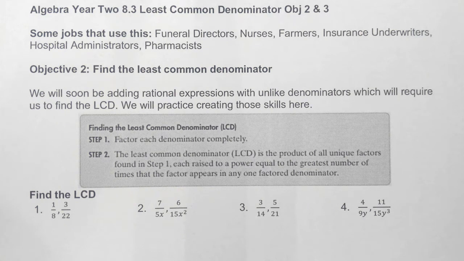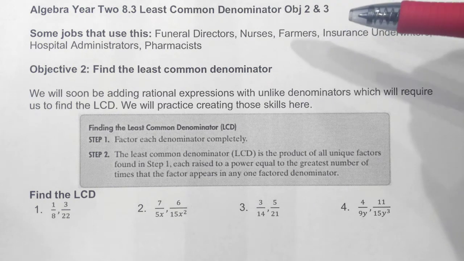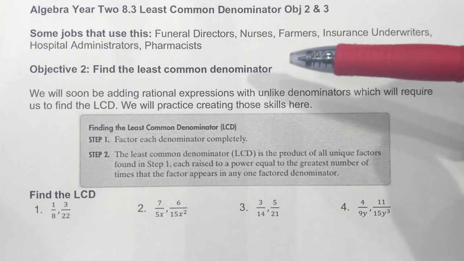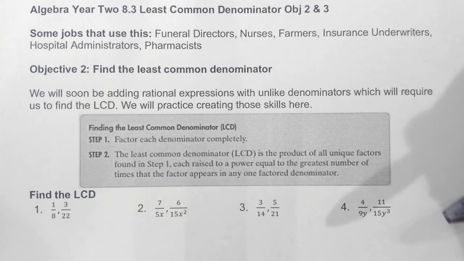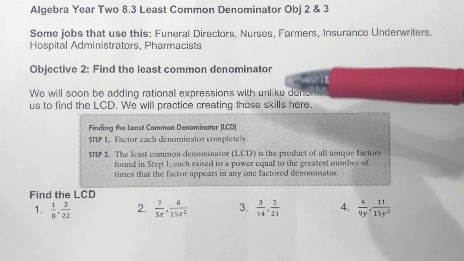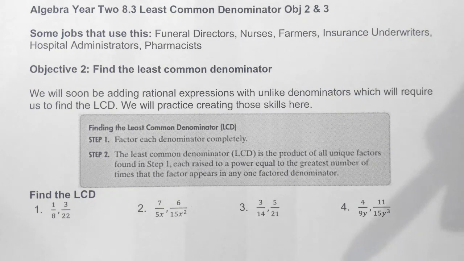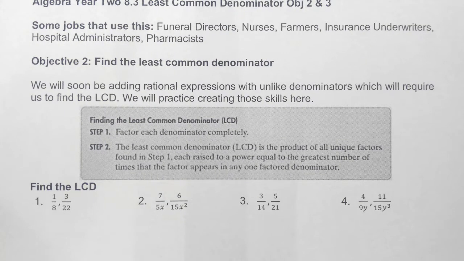All right, so today we're going to be looking at objectives 2 and 3 of section 3 of chapter 8, finding the least common denominator. Yesterday we just added fractions that had common denominators. Today we're going to be looking at fractions that don't have common denominators, but we're not going to be adding and subtracting them yet. We're just going to be saying, what would the common denominator be if we were to find it?